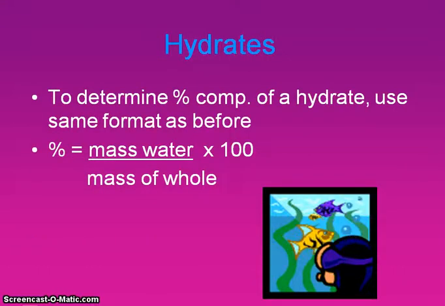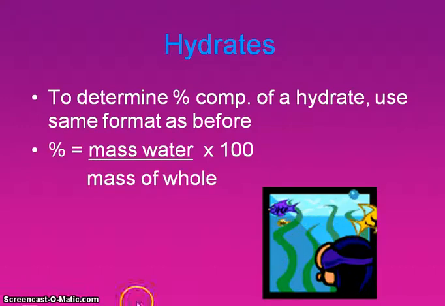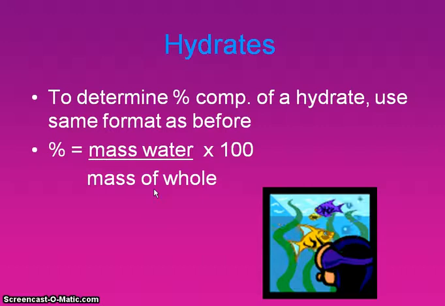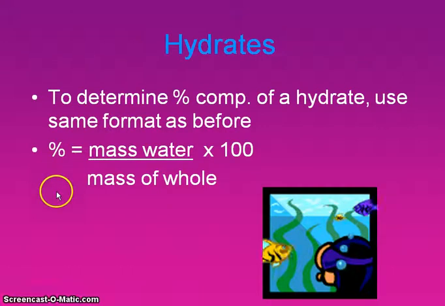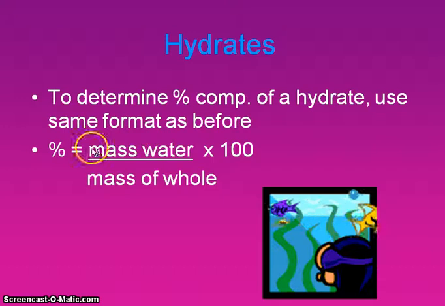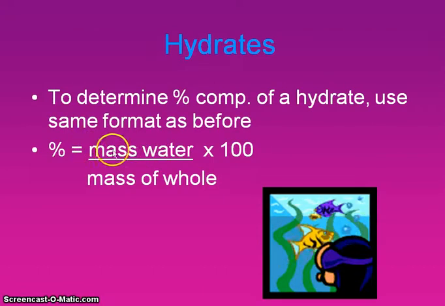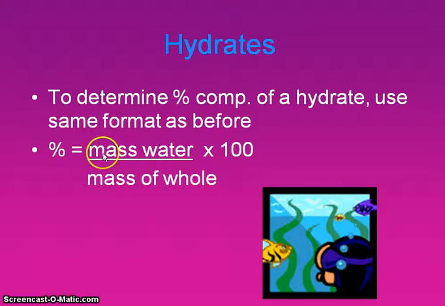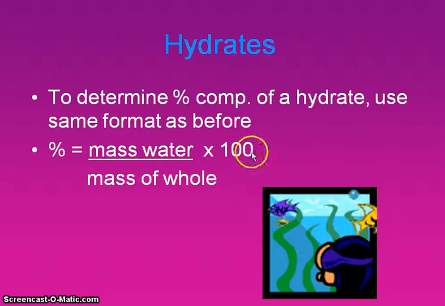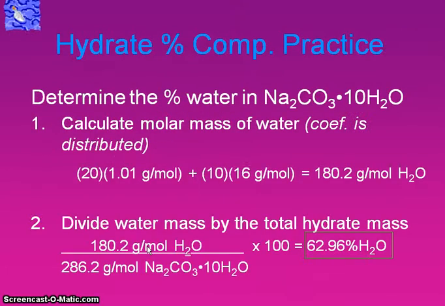Hydrates we have talked about before. Hydrates are ionic compounds that have water molecules attached to their crystal lattice structure. So we'll also be using a similar formula for percentage composition to find the percentage of water in a hydrate. Instead of the mass of an individual component, we take the mass of the water molecules, divide it by the mass of our entire compound, and then multiply by 100. So here's a sample of that.